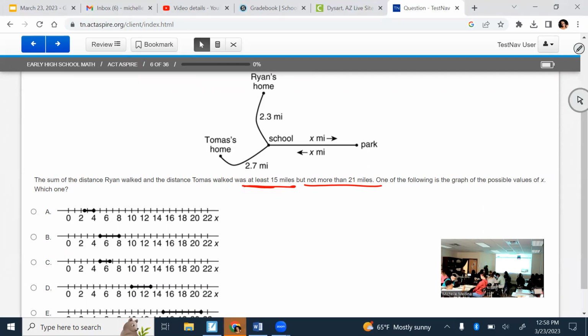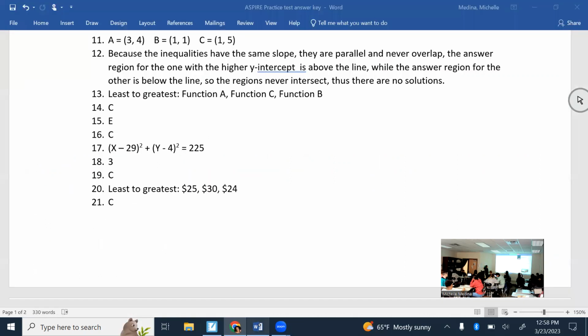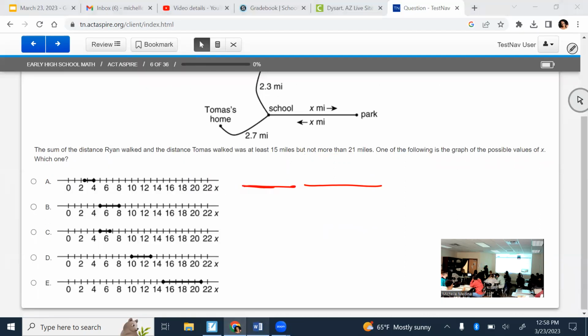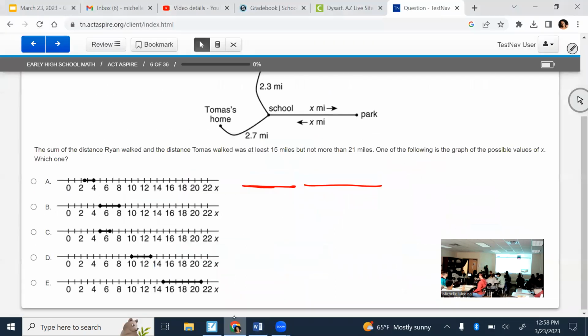Okay, so hang on. So what was the right answer for this? It was A. Sum of the distance they each walk. Hold on. It does say that it's A. Let me see if I can remind myself why it's A.